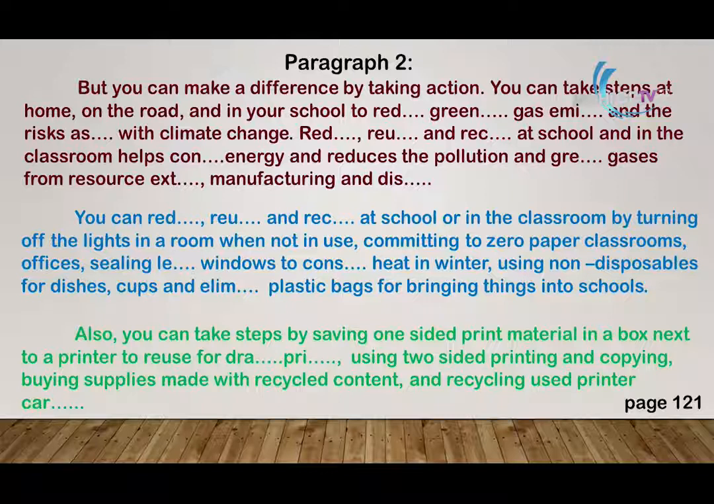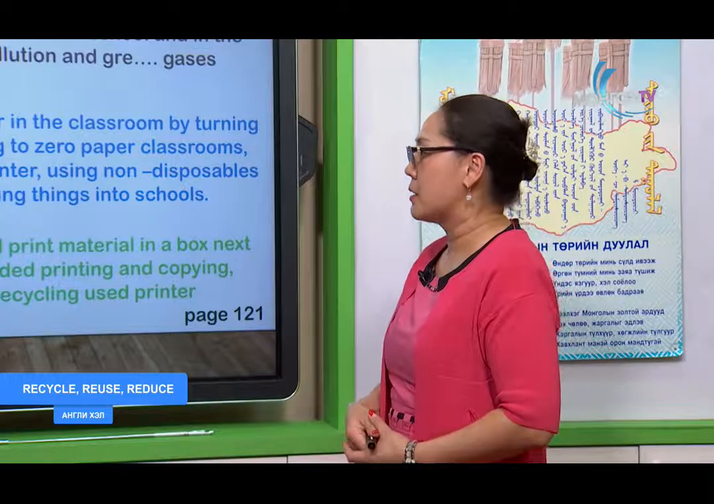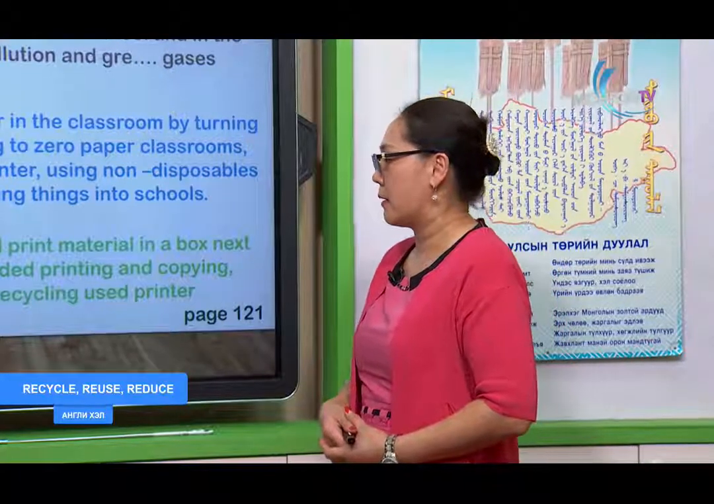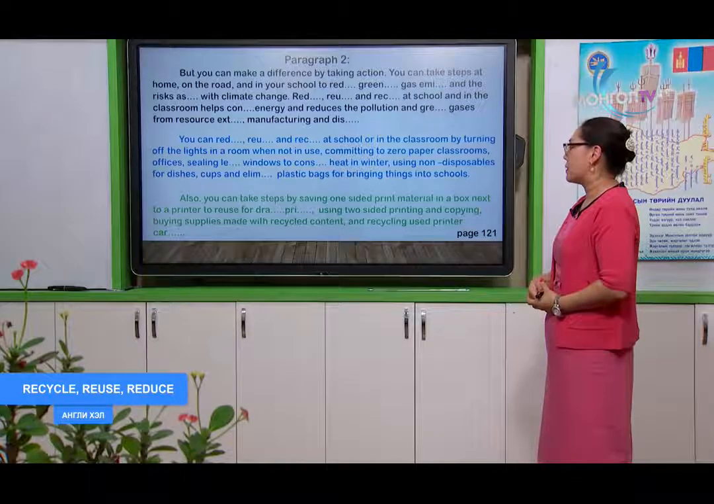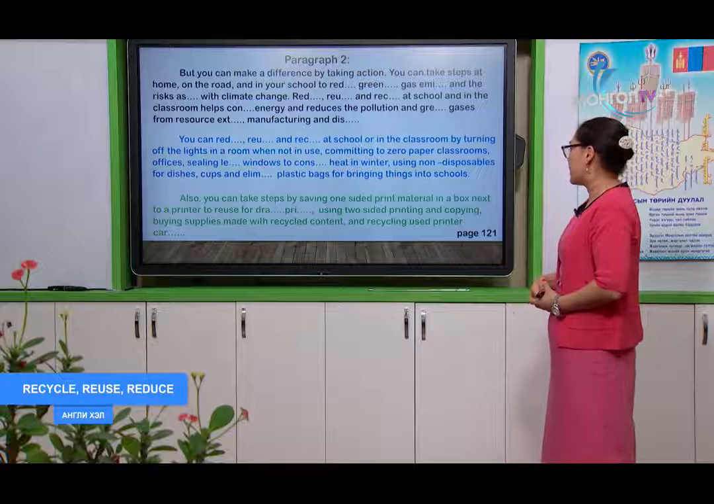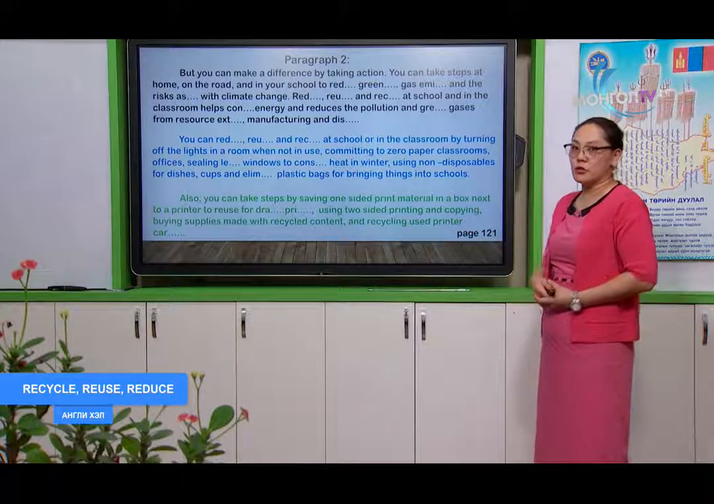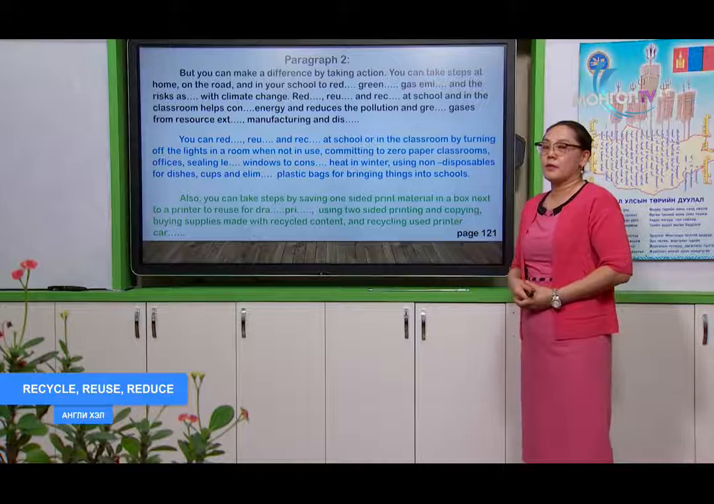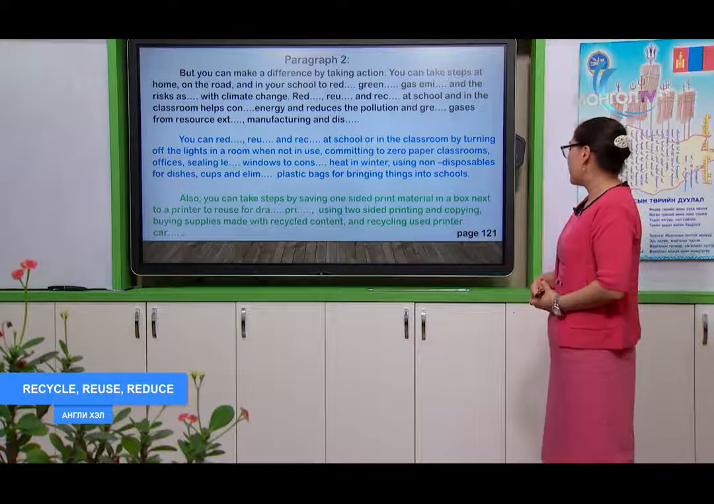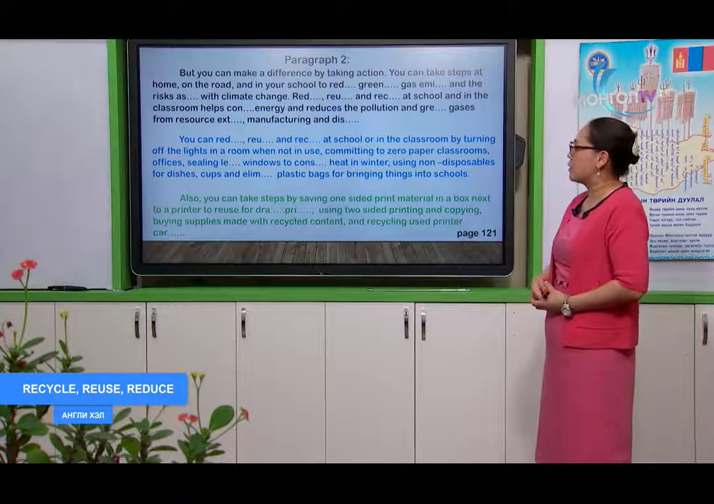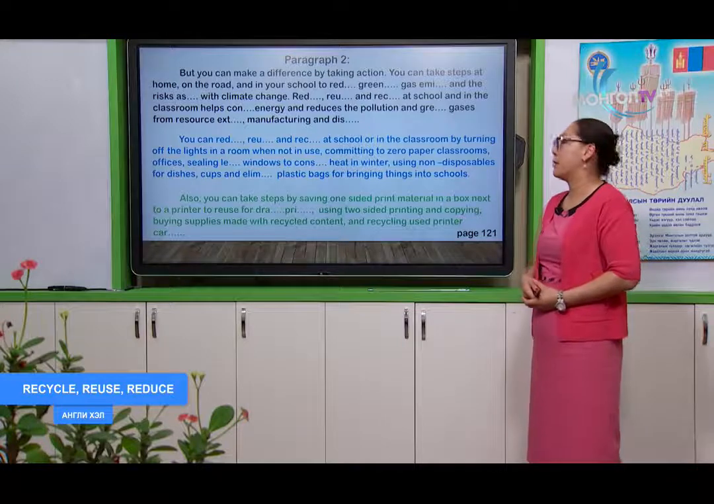Okay, last paragraph. Also, you can take steps by saving one-sided print material in a box next to a printer to reuse for draft printing. Using two-sided printing and copying, buying supplies made with recycled content and recycling used printer cartridges. Okay, good. You also did it with me, right? Let's do it together now. Okay, so on this page 121, you will continue to read the paragraph.